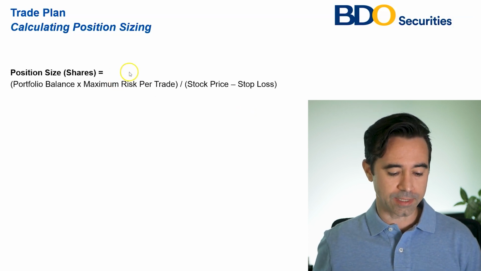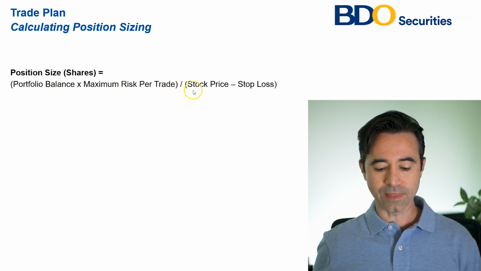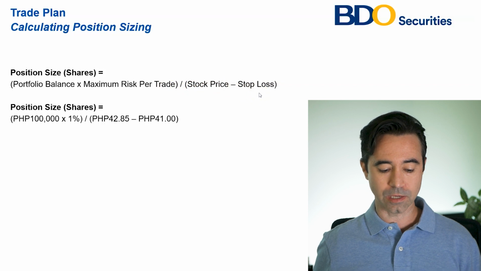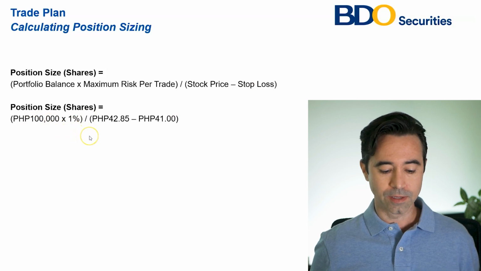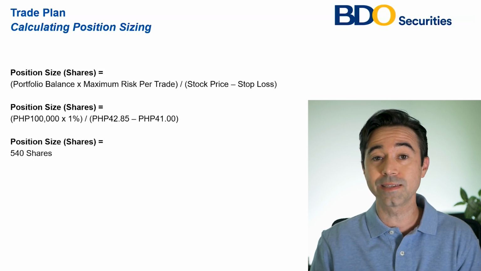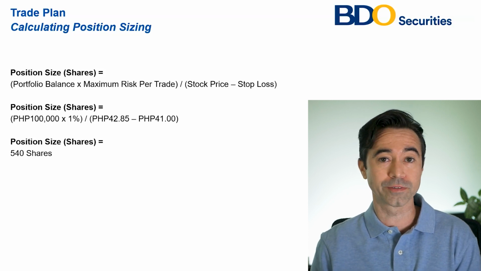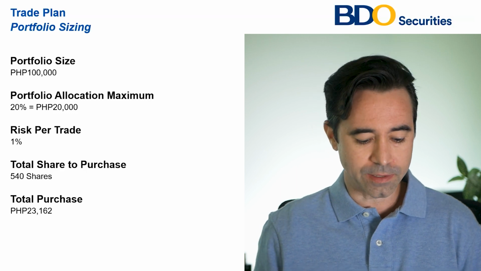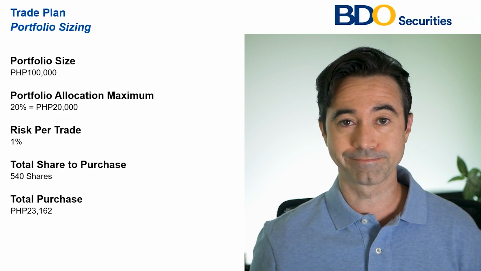To find the position sizing, or the number of shares that you're going to purchase, you can use the portfolio balance, multiply it by the maximum risk per trade, and then divide that by the stock price minus the stop loss. So essentially what I just went over would be this: 100,000 pesos times 1%, and then divide that by the stock price minus the stop loss. And what we end up getting is a position sizing of 540 shares. That is the amount of shares that I'm going to end up buying of Pure Gold. As we know, it's trading at about 42 pesos and 85 cents. So the total of that is going to be about 23,162 pesos all in.